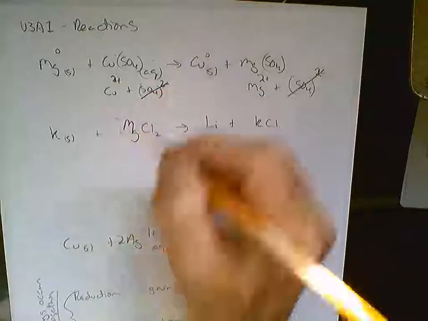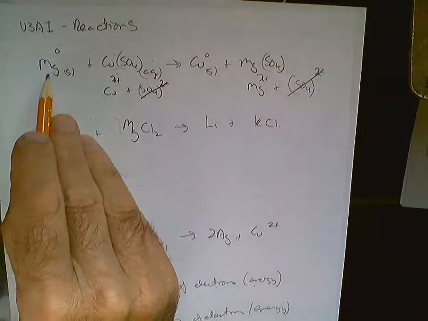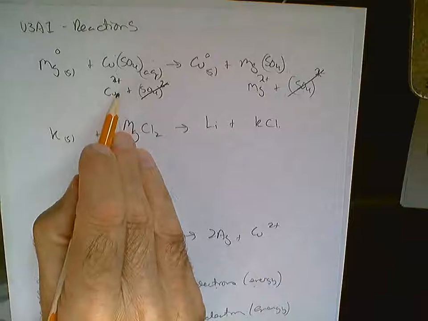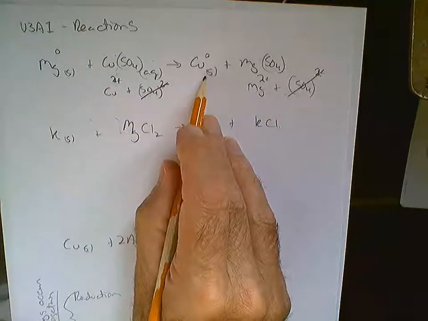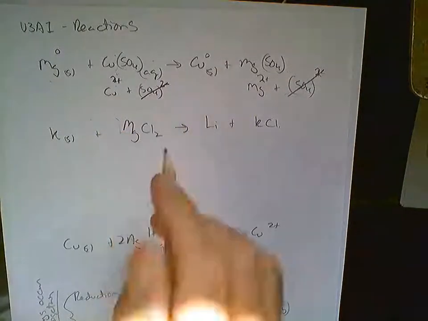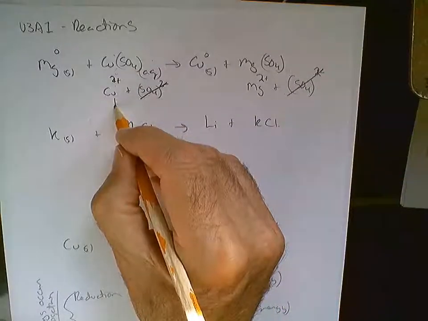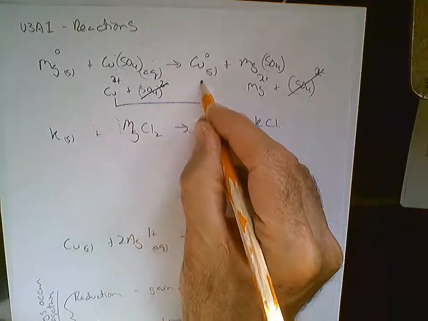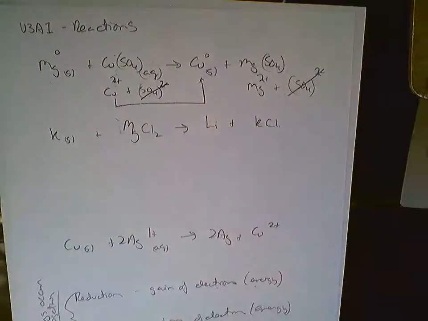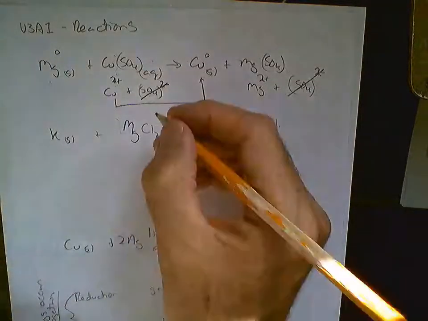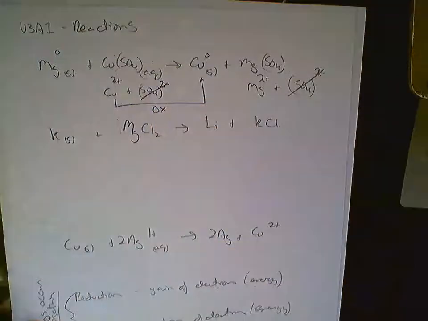Cross out what's on either side. So what we have is Mg0 plus Cu2 plus gives Cu0 and Mg2 plus. If you go from the Cu2 plus to the Cu0 on this side, that number is going down. 2 plus to 0 is going down. That's oxidized.